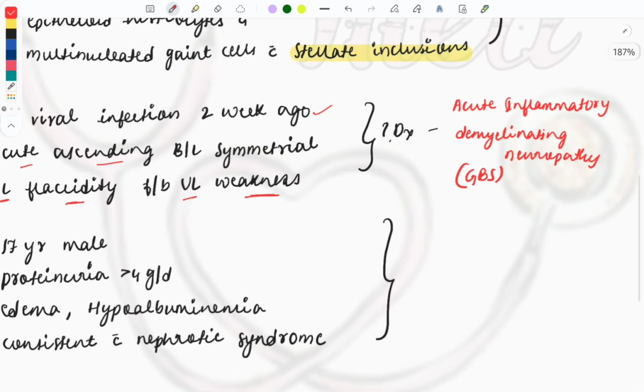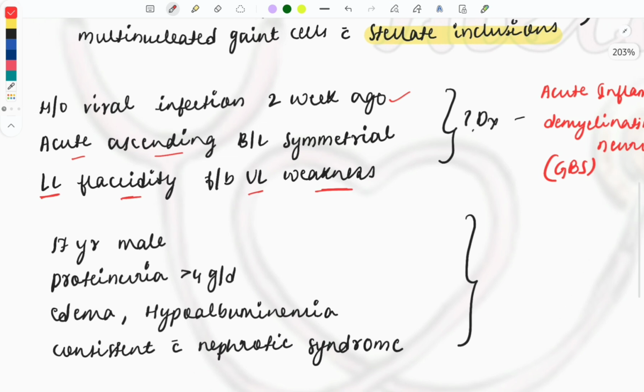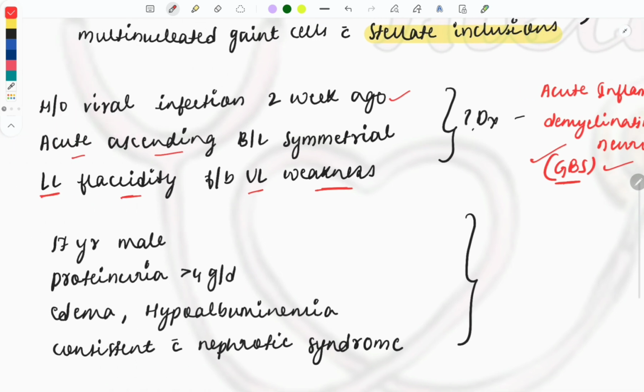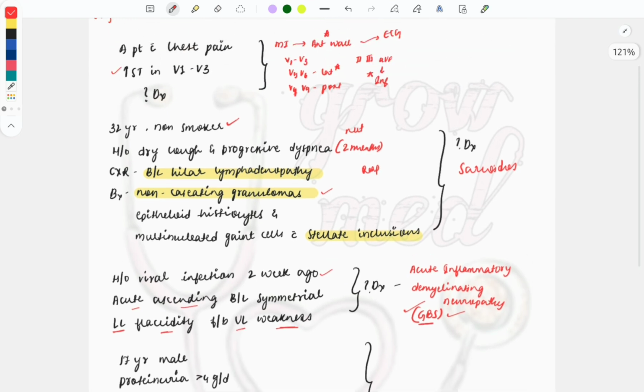If at all you have read about this Guillain-Barré syndrome, then you can associate it with that. Ascending bilateral symmetrical flaccidity is seen with this Guillain-Barré syndrome. So the other name for this one is acute inflammatory demyelinating neuropathy, which was given in the option. So this one will be the correct answer. If Guillain-Barré syndrome is given, then you can choose that also as the option. So this was another important topic from medicine.